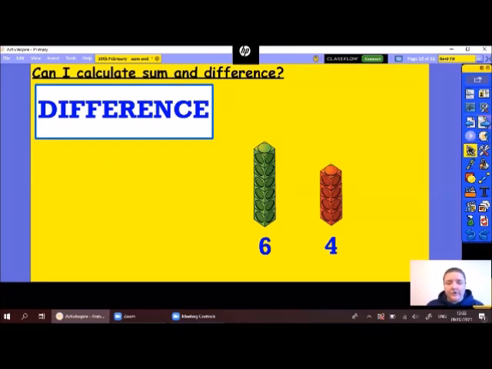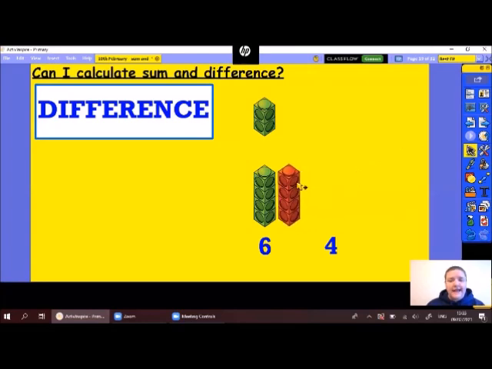Or if we go back to our original, what else could we do to make them the same? Instead of adding 2 to the red tower, what could we do? Yeah, we can take 2 away from the green tower. And now they're both the same height. Look, we can prove it. Now they're the same size. So what we did really was we subtracted. We took away from the green tower to make them the same. And that's what we mean by difference.